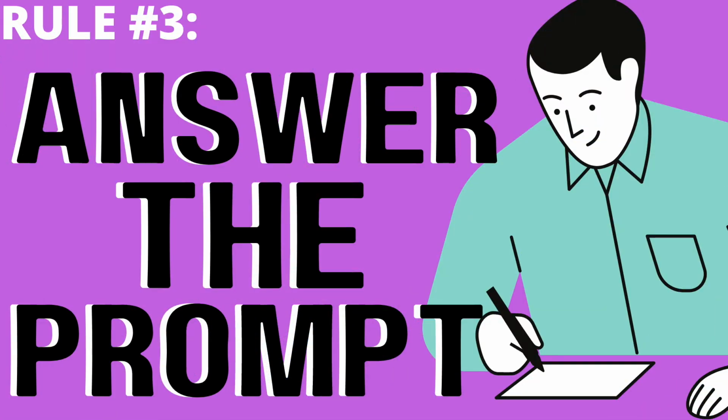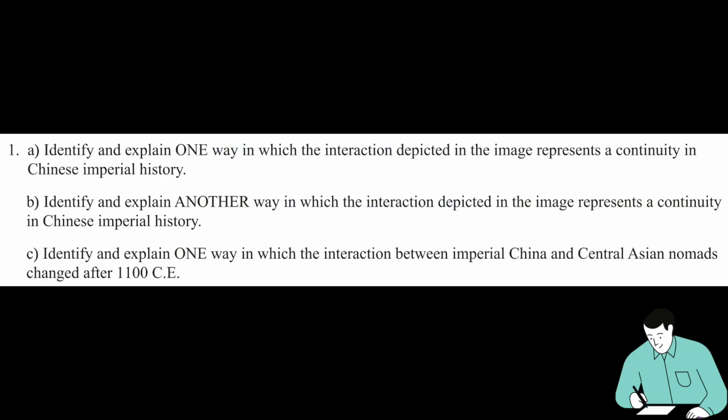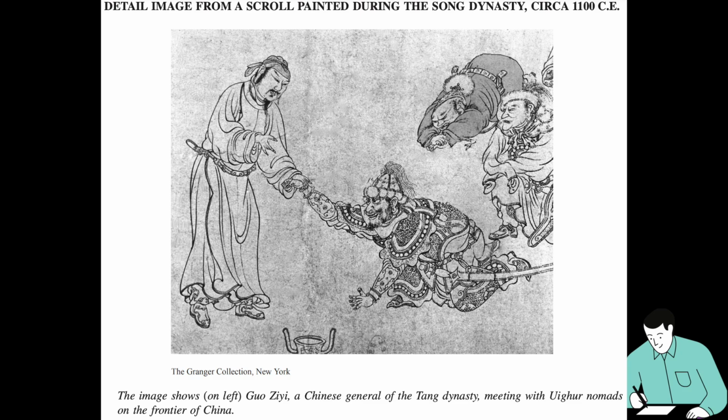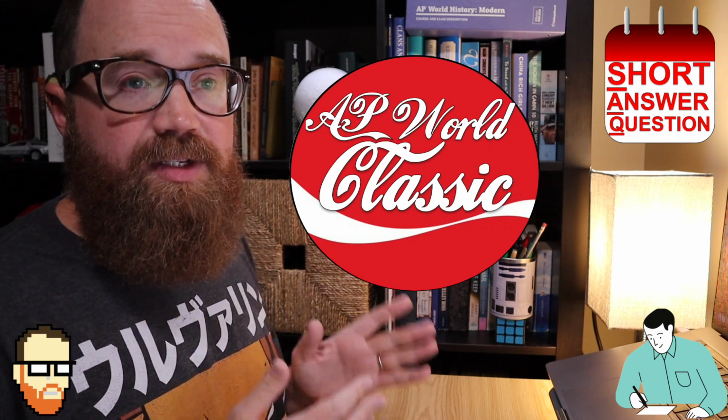Rule 3, answer the prompt. Okay, so we're back here at the ABC and the prompts. We kind of know what we were looking for. There's something about the interactions. We need to see what's going on with the interactions. And we saw what the interaction was. It was a guy bowing down to another. So Uyghur nomads are bowing down to Chinese generals in the beginning of the course, early on Song Dynasty stuff. And since they're saying identify and explain, you basically need to answer the prompt with something and then explain it. Again, this isn't how they're going to do it on your exam. This is the way they used to do it in 2017. So identify and explain.